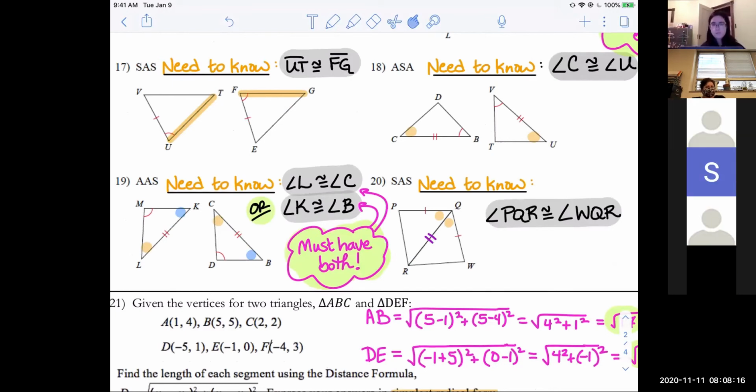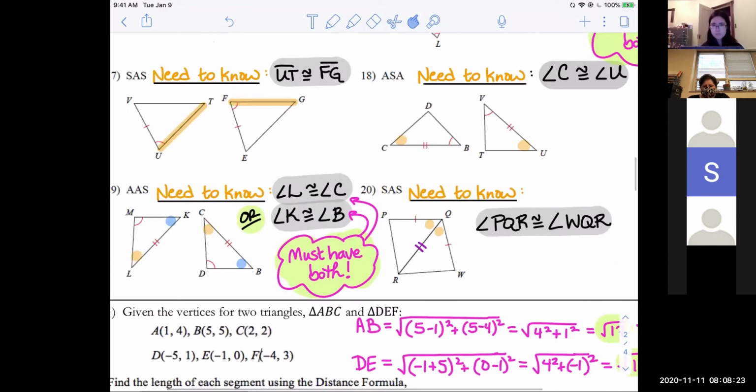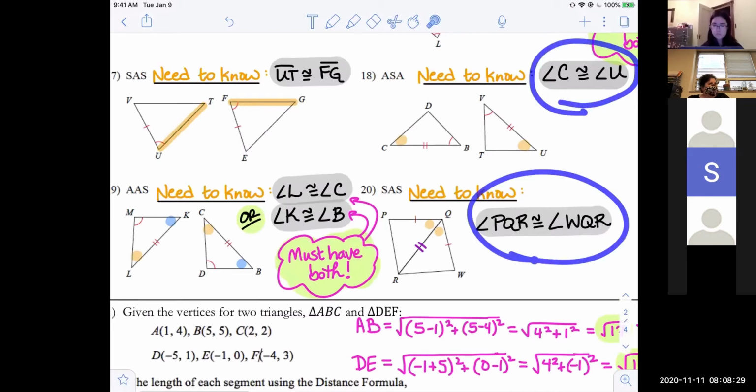Why on some of the angles can you just say angle C, like this is number 18. Why on some of them can you just use a single letter, like angle C is congruent to angle U, where on others you have to use the long name? Emily.